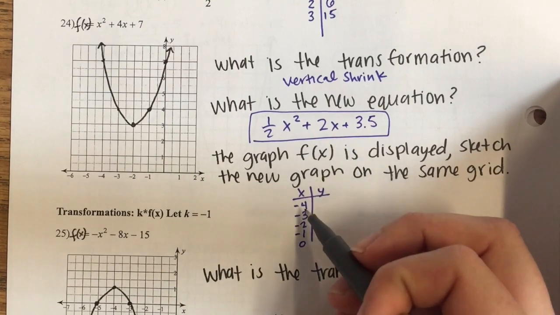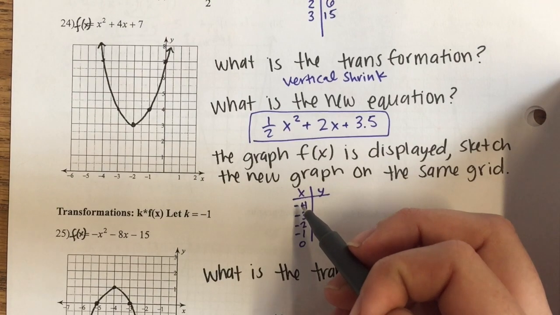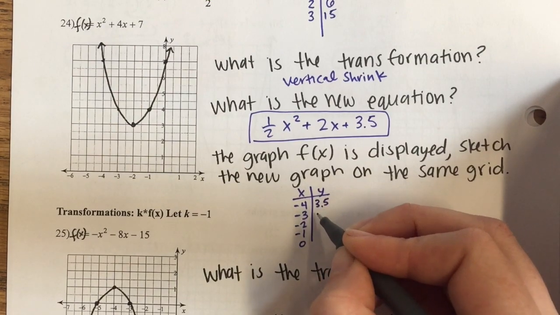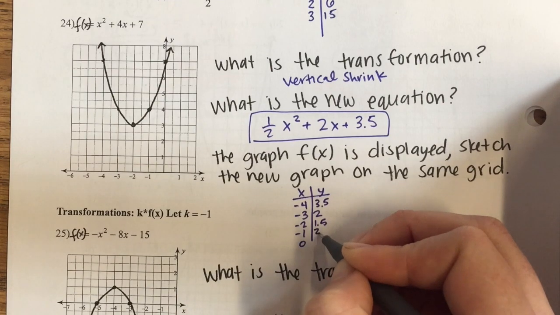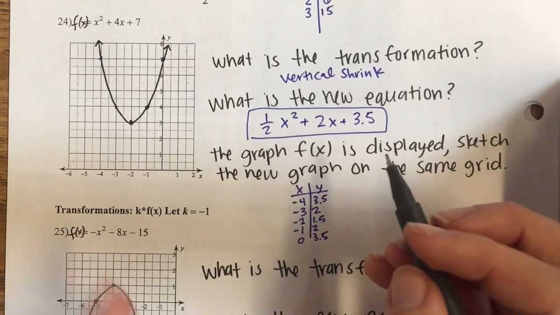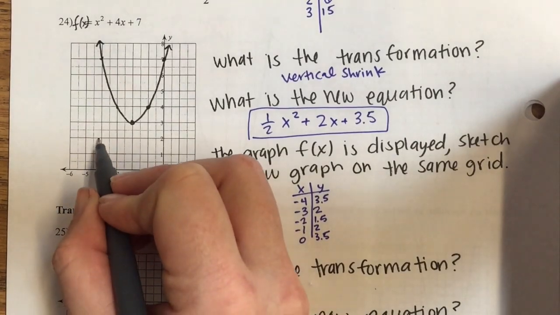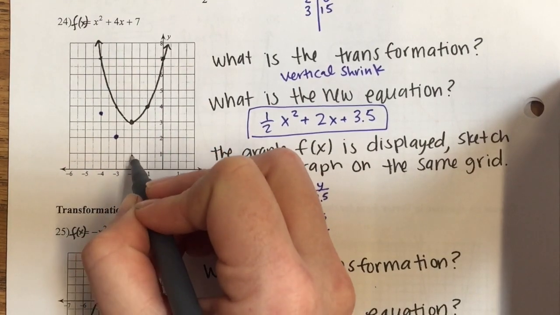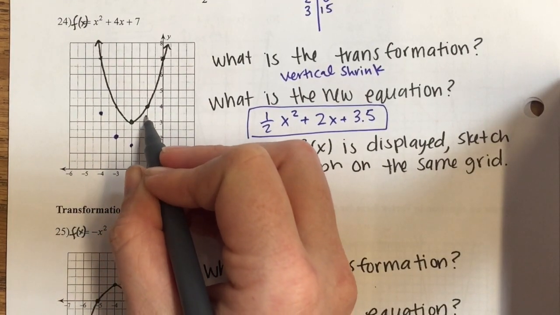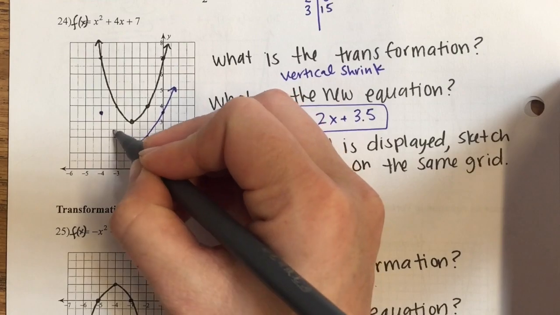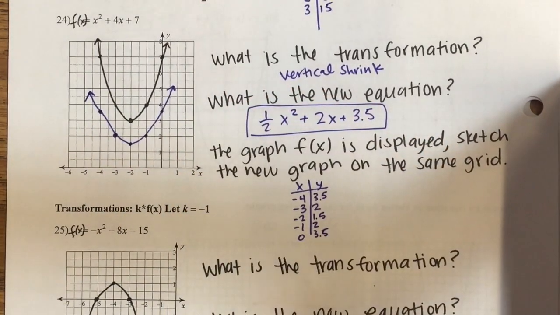When I plug in a -4, I get 3.5, 2, 1.5, 2, 3.5. I graph those points. -4 is up 3.5. -3 is up 2. Then I mirror it. And there's your vertical shrink.